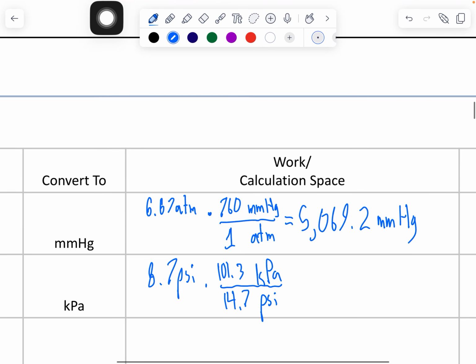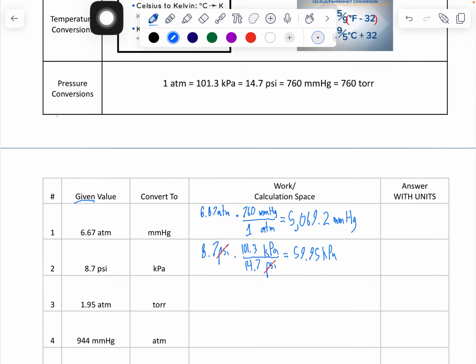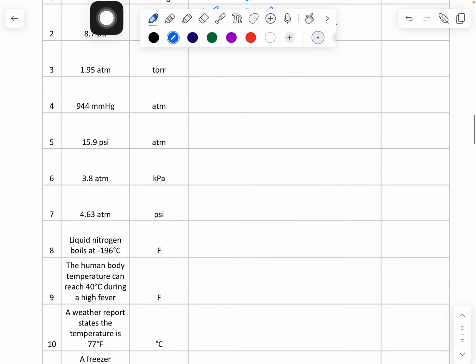At this point, when we multiply 8.7 times 101.3, we also have to divide by our denominator, divide by 14.7. Plug this into our calculator, we find we get 59.95. What are your units? Well, as you're doing this operation, pounds per square inch was on the top and on the bottom. The numerator and the denominator cancel, and we're left with just units of kilopascals. Okay, so those are some pressure examples.